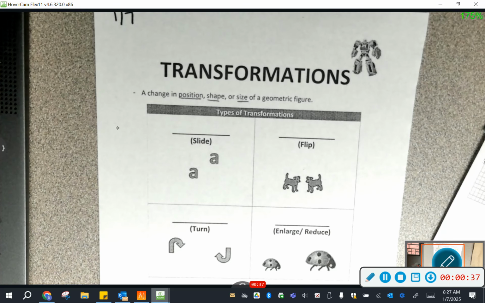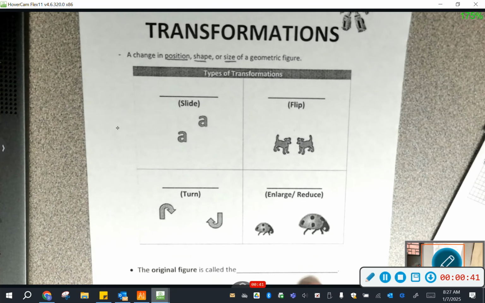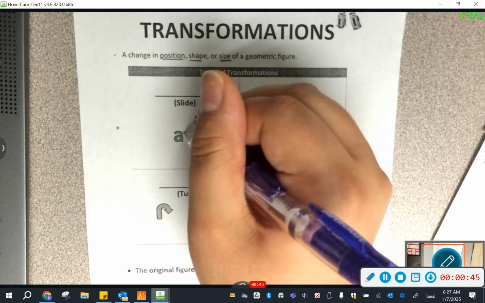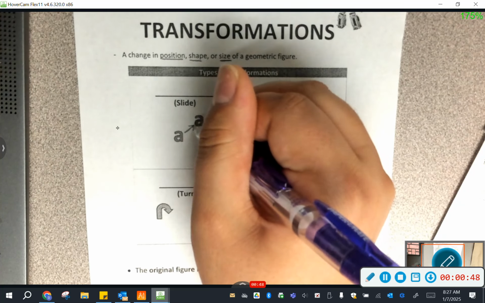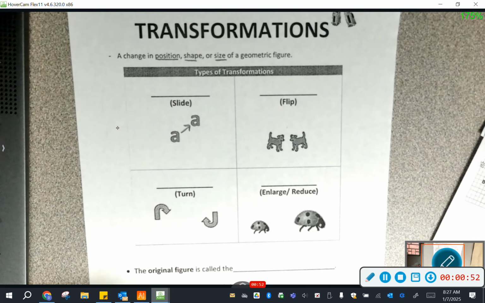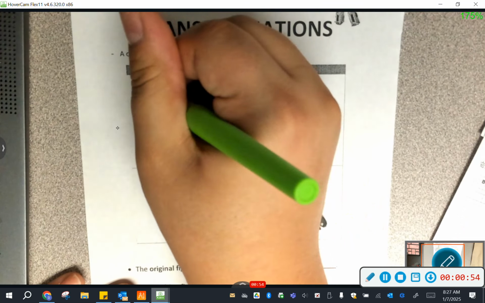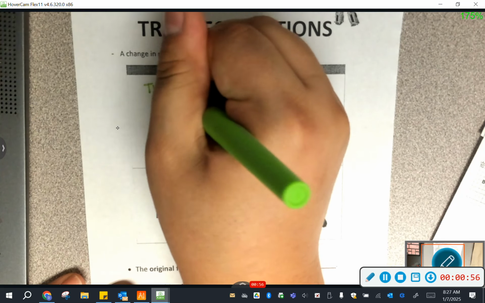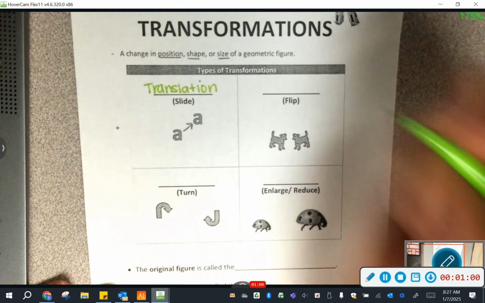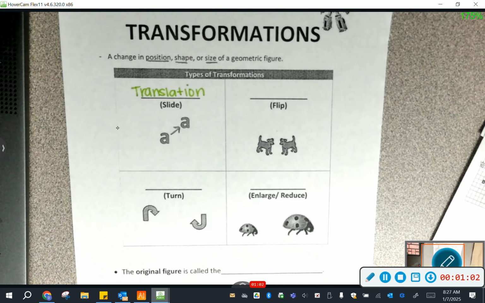So there are 4 basic types of transformations that you've learned before. Does anybody remember what the word is to slide? Move. It is to move. We call this a translation. Can you please write the word translation?